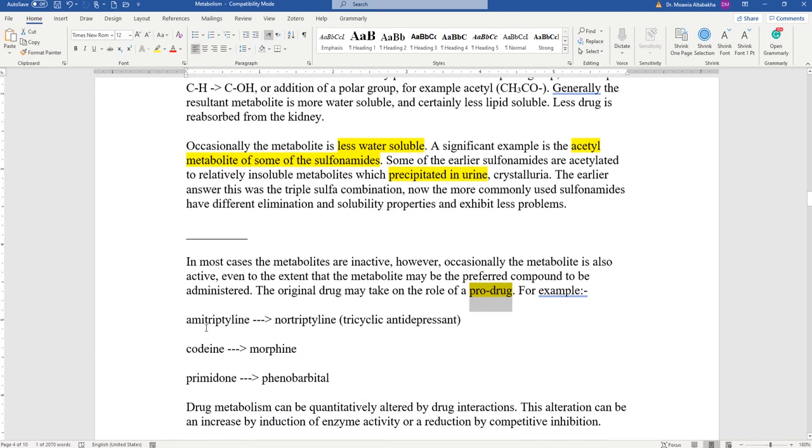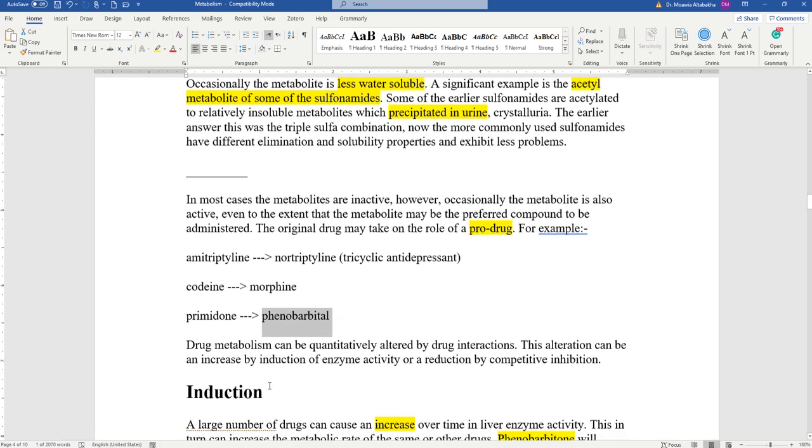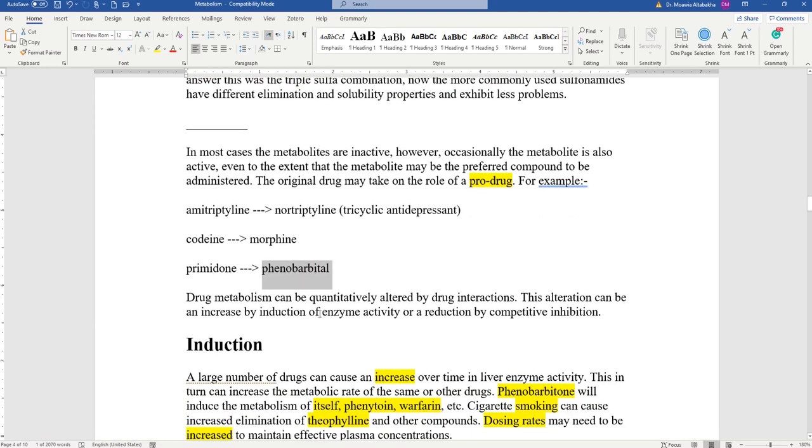طبعا examples of prodrugs, we have amitriptyline اللي هو بعطينا nortriptyline, which is a tricyclic antidepressant. We have codeine, which gives morphine as an active drug, and we have primidone, which gives phenobarbital as an active drug. Okay, I hope this is clear for you.